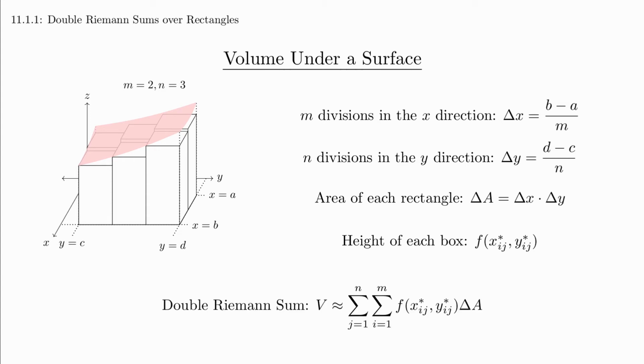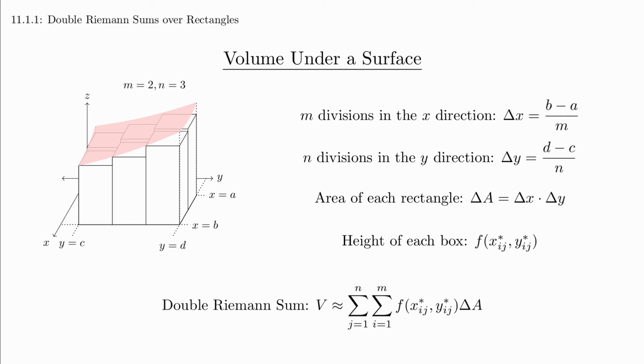Once we've picked these points, we can then calculate the volume of the boxes and add them up. This gives us a double sum called a double Riemann sum. This is what we use to approximate the volume under the surface. From here, if you're given a specific function and a specific rectangle, you can actually plug in values to get a numeric result.